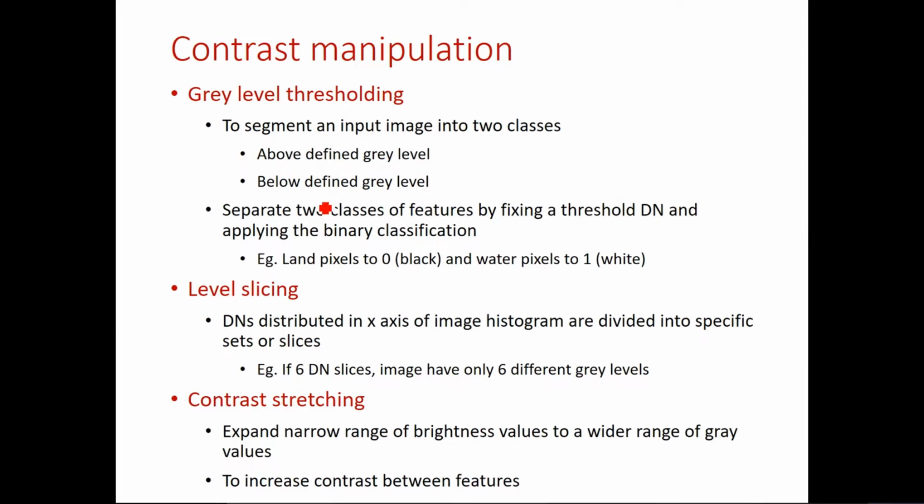Okay. Then you have contrast stretching. So here, in the first two methods, what you did was you selected particular gray levels and grouped them into simpler, single classes. But in contrast stretching, you're going to do the opposite, where you expand a narrow range of brightness values to a much wider range of gray values. So the advantage of this method is to increase the contrast between features.